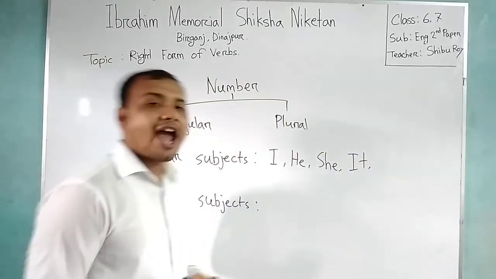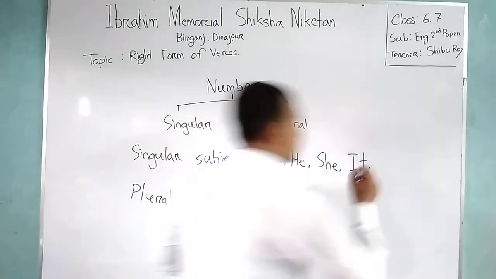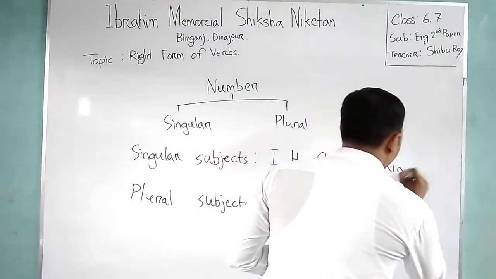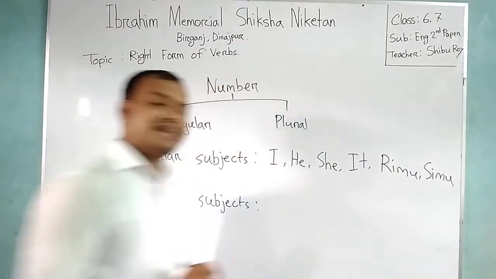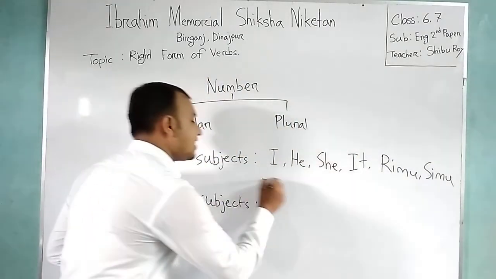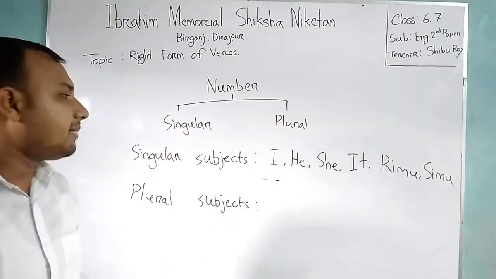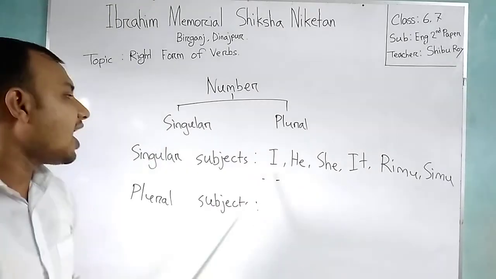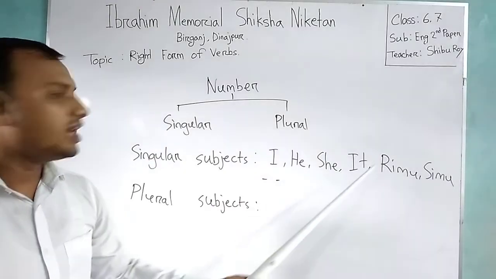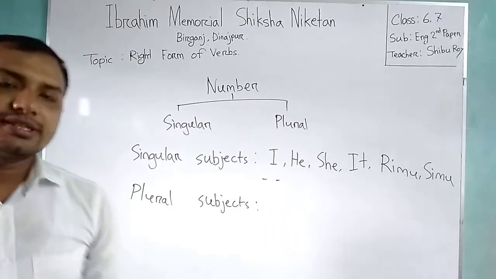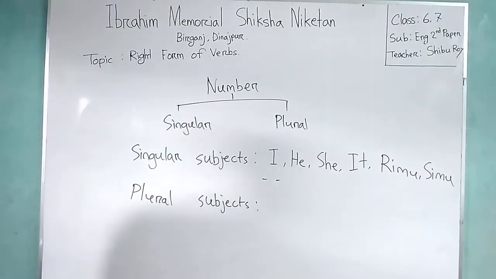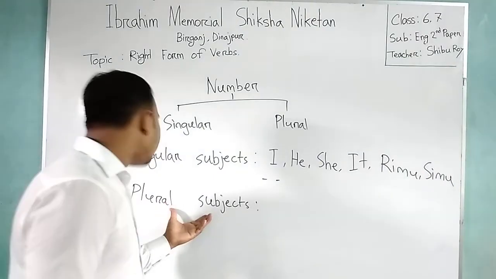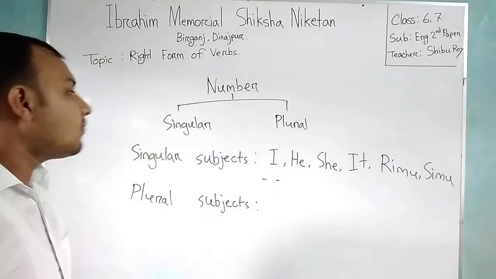Any kind of name like Rimu, Shimu, those are singular subjects. That means any kind of name and I, he, she, it, those are singular subjects. You understand it? After that, go for plural subjects.